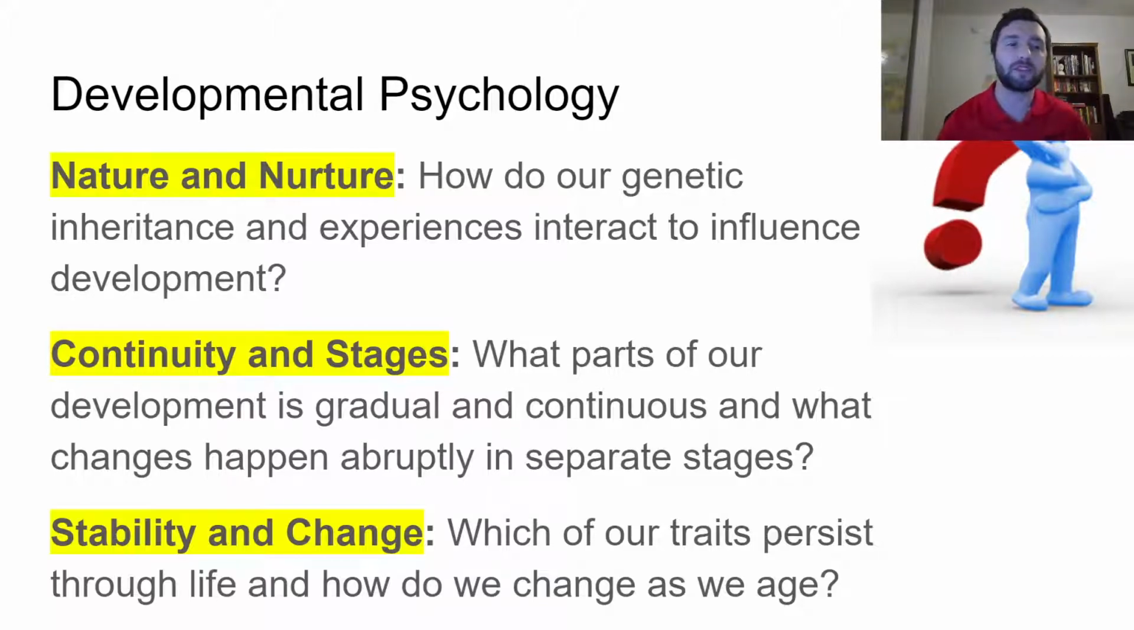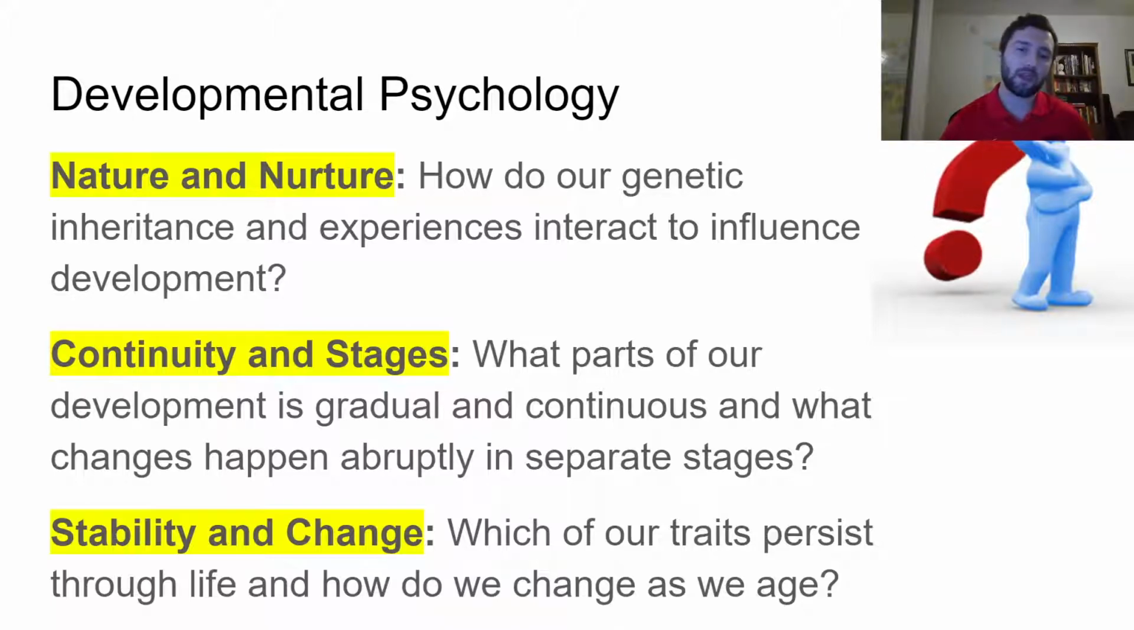Our second major thing is continuity and stages. What parts of our development are gradual and continuous, and what changes happen abruptly in separate stages? We'll see specific examples of this as we go through class and different theories. But for example, when you look at a child growing from the age of 1 to 15, there are obviously going to be changes in that time span: physical changes, emotional changes, cognitive changes. One question we might ask is, do those changes happen gradually over time? Is it a slow shift from one to the other? Or is it more of a sudden jump? Do they suddenly have an ability or a characteristic that they didn't have, very quickly? How do those things change? How do they develop?